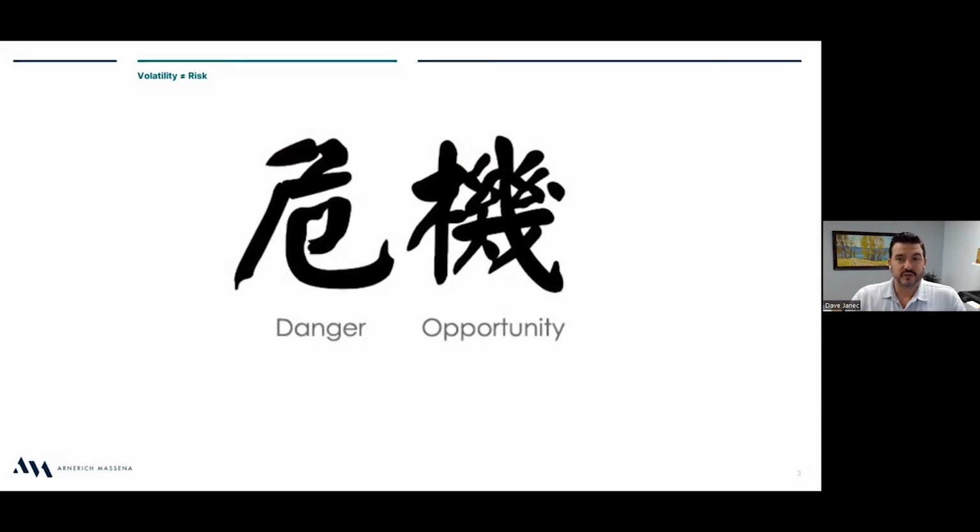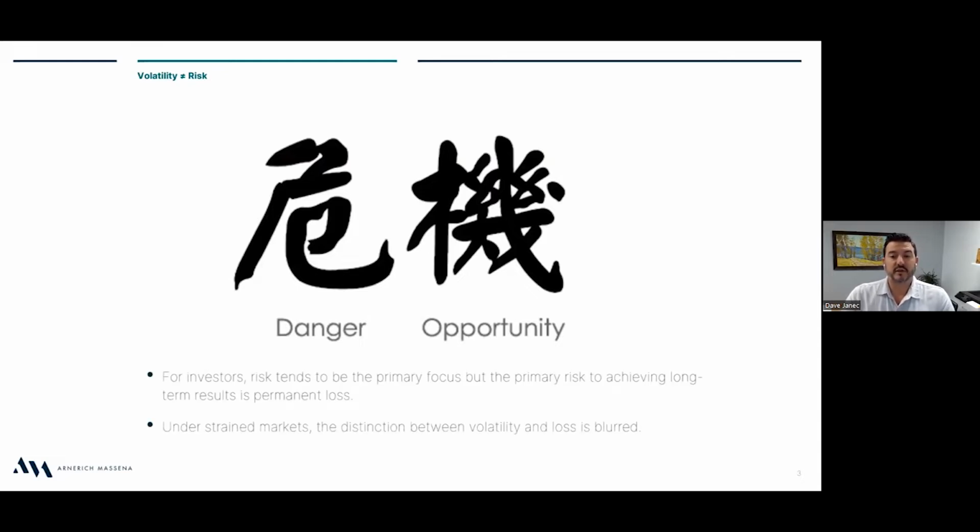Risk in traditional terms is viewed as negative. Webster's dictionary, for instance, defines risk as exposing to danger or hazard. The Chinese symbols for risk, as seen here, give a more appropriate description to the word. The first symbol represents danger, while the second, opportunity, making risk really a mixture of the two. Most people confuse risk with volatility. And while contemplating risk, the main concern an investor has and demands compensation for isn't volatility, but the risk of permanent loss.